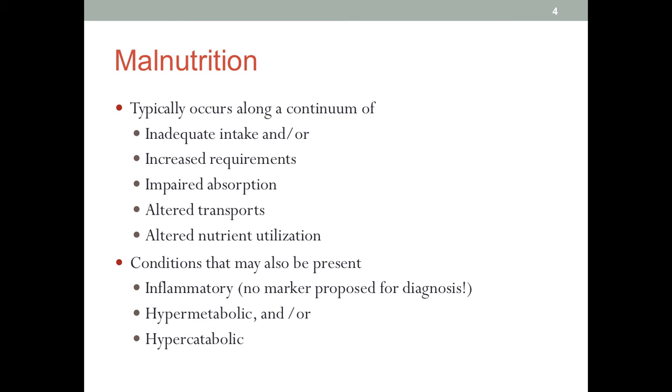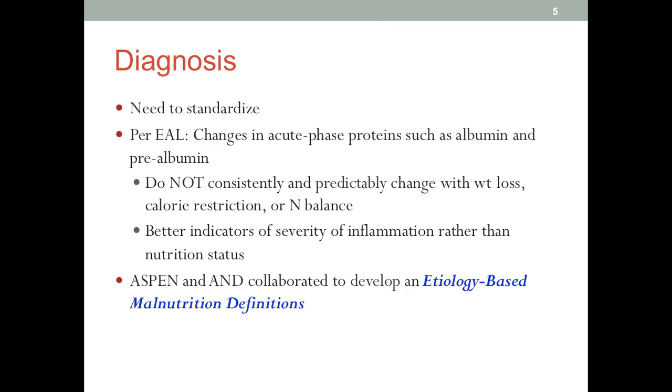When malnutrition is present, we usually see the presence of inflammation, hypermetabolism, and or hypercatabolism. Note that there are no actual inflammatory markers proposed to diagnose malnutrition. They are just markers for inflammation and not malnutrition. And we'll go over this a little bit more in detail.